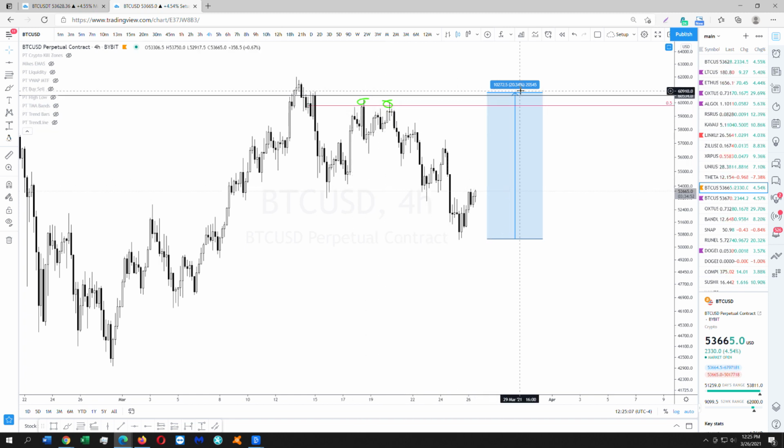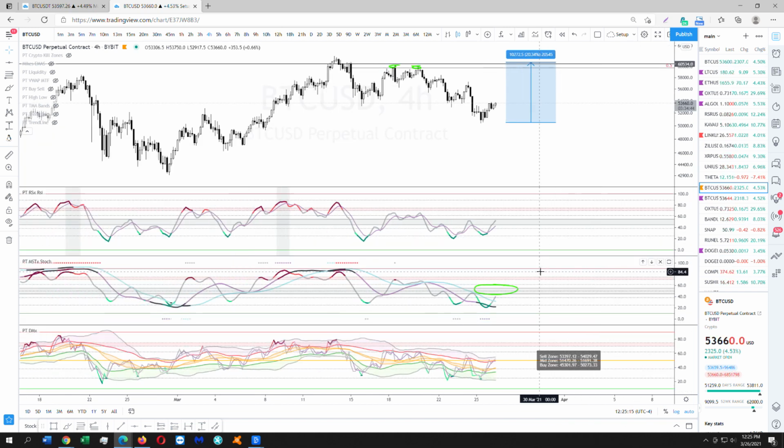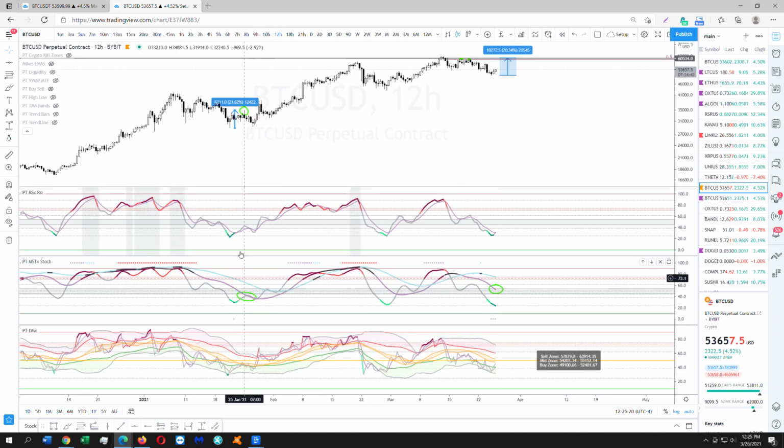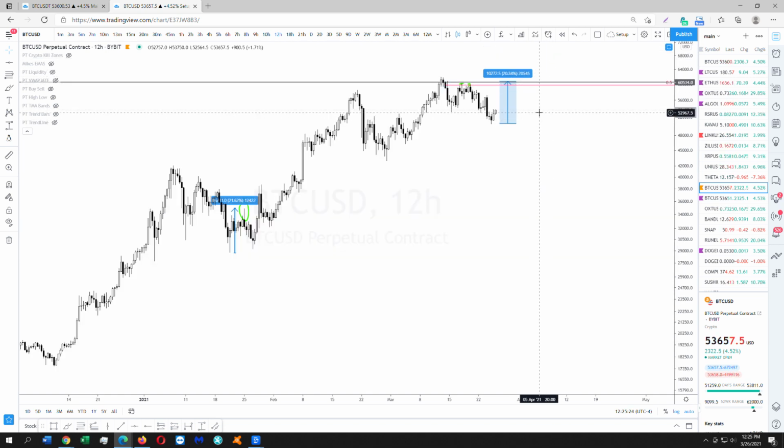Yeah, I mean, that's pretty valid. I'm not gonna lie to you guys, that's pretty valid. I think that if we do happen to get a 12-hour rejection of the signal line, it will bring us back down to at least bare minimum $53,000 around there, you know.